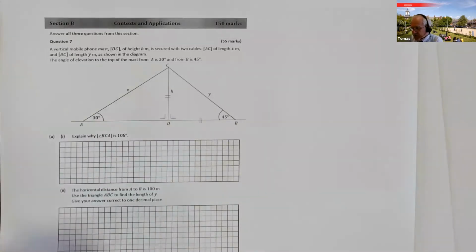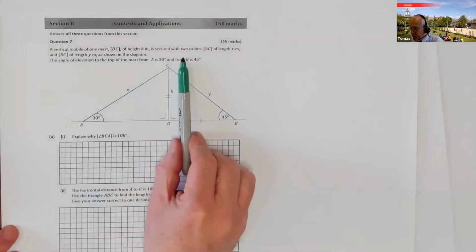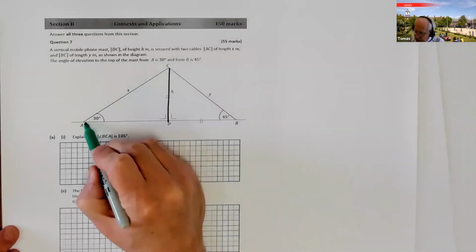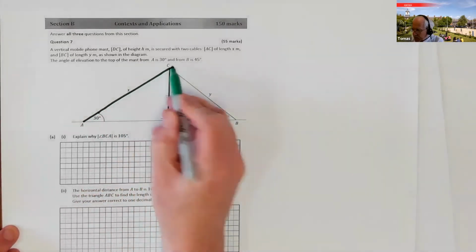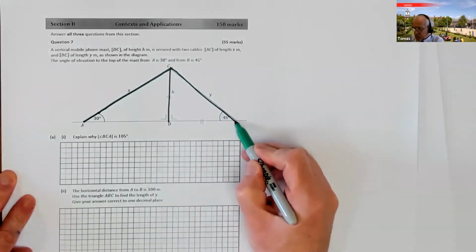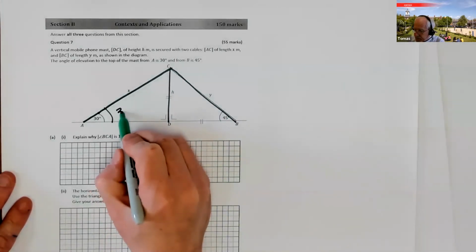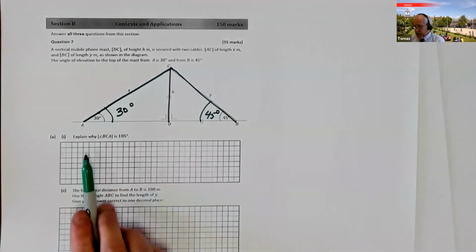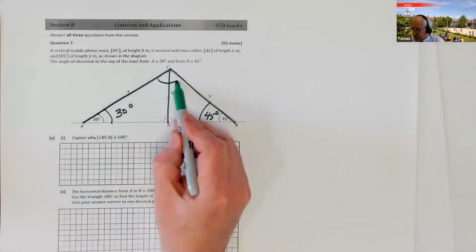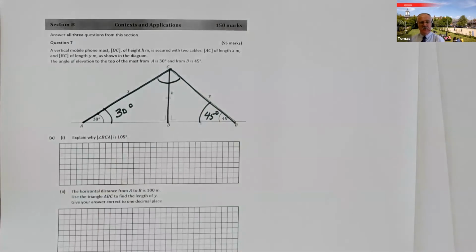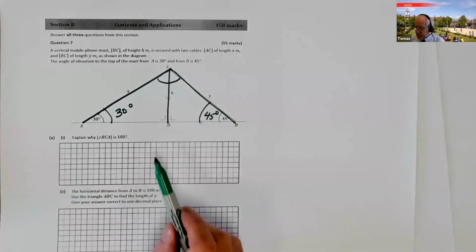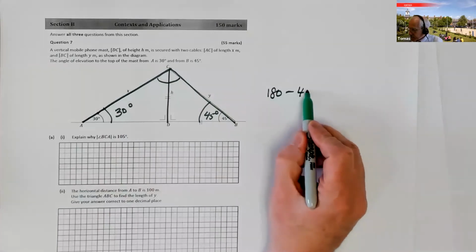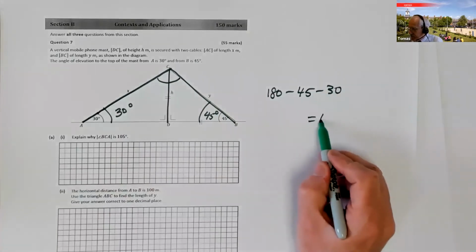A vertical mobile phone mast of height h is secured with two cables. So here's your mobile phone mast, and it's supported by two cables, this one here and this one here. This is at 30 degrees and this is at 45 degrees. Explain why this angle here is 105. So you know that the three angles must equal 180. So 180 minus 45 minus 30 is 105.